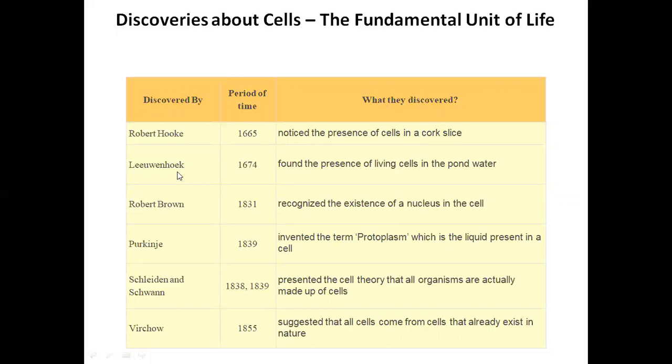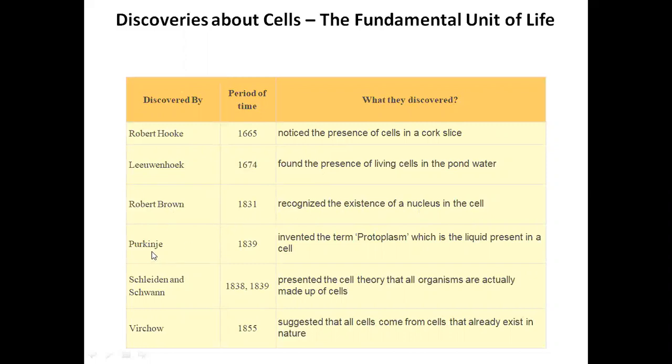Another scientist named Anton van Leeuwenhoek, in the year 1674, found the presence of living cells in pond water. So kids, you need to remember that what Robert Hooke observed was a dead cell, and what Anton van Leeuwenhoek observed was the living cell. Now came the next discovery by Robert Brown in 1831, who recognized the existence of the nucleus in the cell. You know that the nucleus is known as the brain of the cell. We will be studying it in detail in the coming slides.